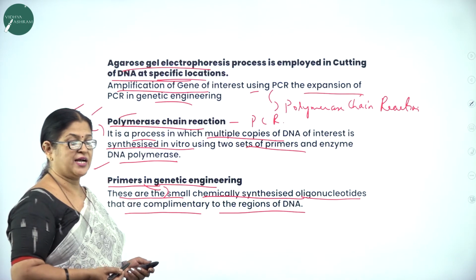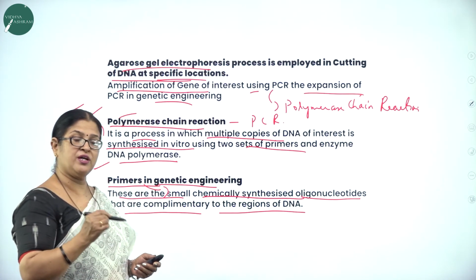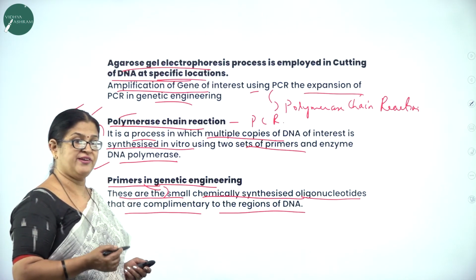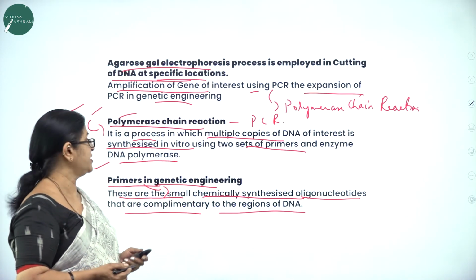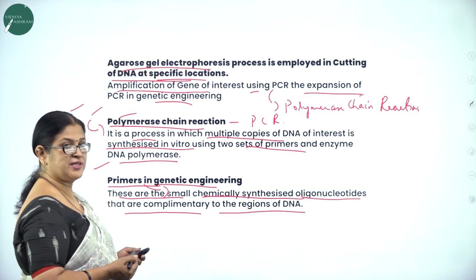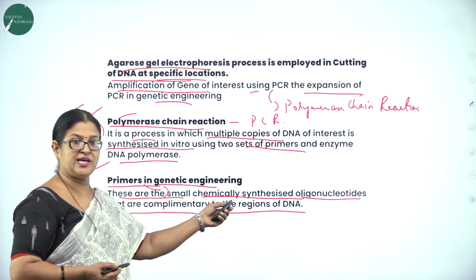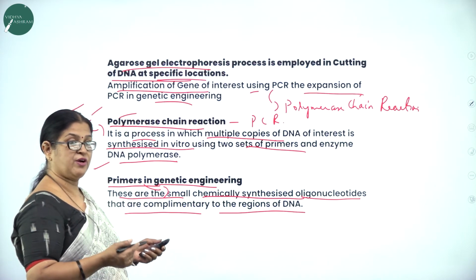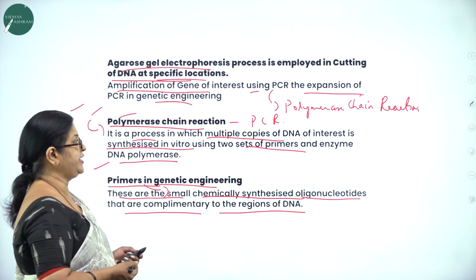What is agarose gel electrophoresis? It is a process used to cut DNA at specific locations. Then what does PCR stand for? Polymerase chain reaction. What is it? It is a process in which multiple copies of DNA of interest are synthesized in vitro using two primers and the enzyme DNA polymerase. So what are primers? These are small chemically synthesized oligonucleotides, many nucleotides, which we call oligonucleotides, that are complementary to the regions of DNA.